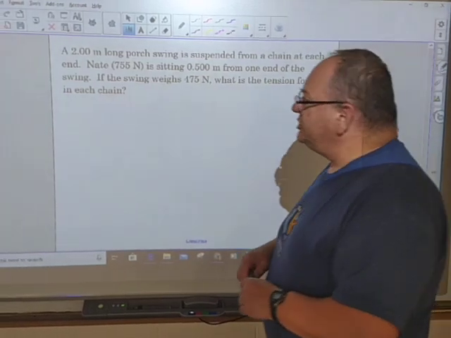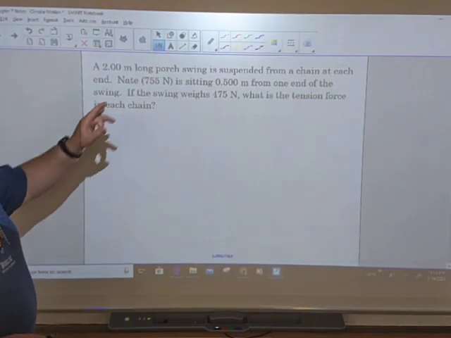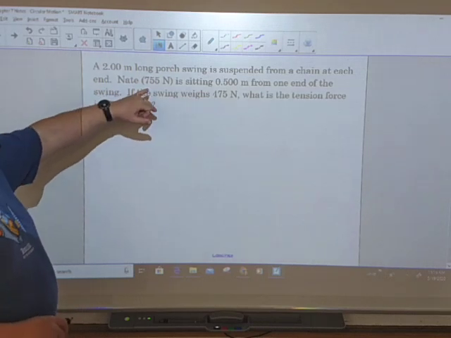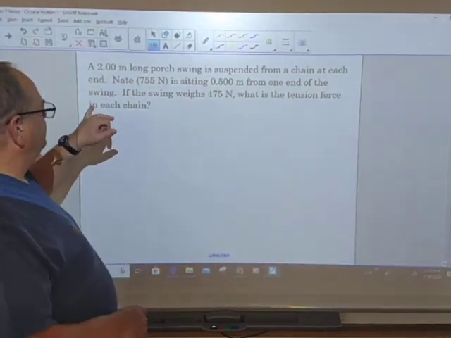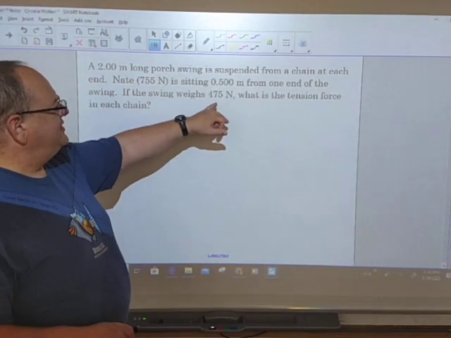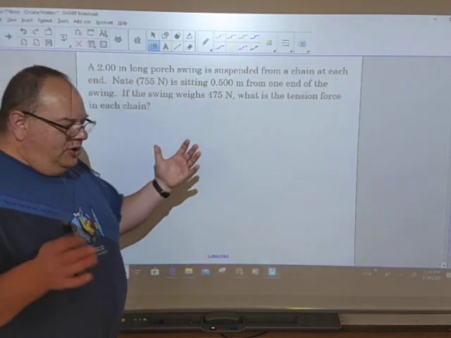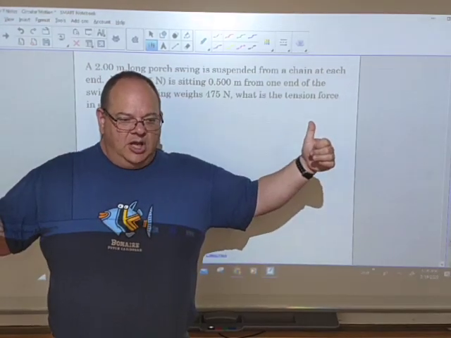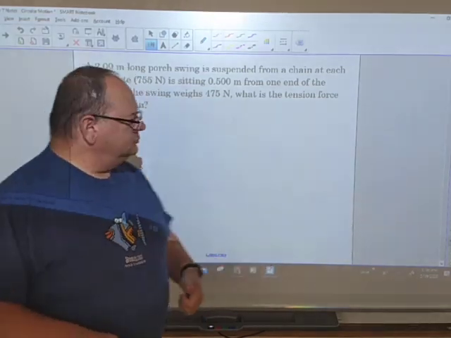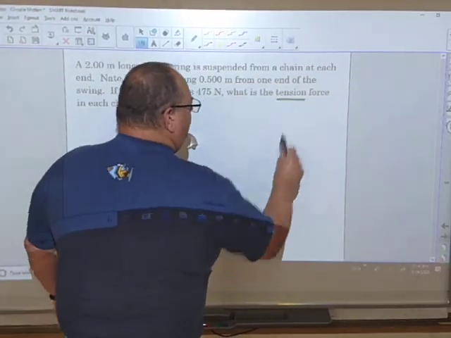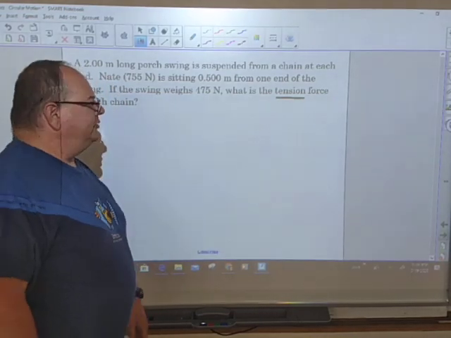Okay, so here's another one. It says we've got a 2 meter long port swing. It's suspended from a chain at each end, and Nate, 755 newtons, is sitting 0.500 meters from one end of the swing. If the swing weighs 475 newtons, what is the tension force in each chain? So Nate and the swing are being held up by these 2 chains, but he's not sitting in the middle, so it's not equal on the 2 chains. One is pulling harder than the other. Tension is just a pulling force. When you pull with something, that's a tension.